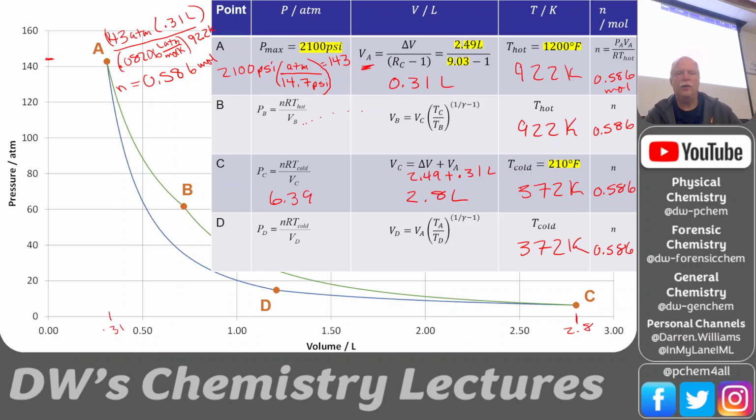Okay, so now look at these two rows. You see why we needed the adiabatic relationships. Because for these two rows, we have two unknowns. And there's no other way to get the volume of B or the volume of D without using this gamma relationship. And so that's what we're going to have to do. So we're going to take the VC, which is 2.8 liters, T cold, 372 Kelvin, over 922 Kelvin.